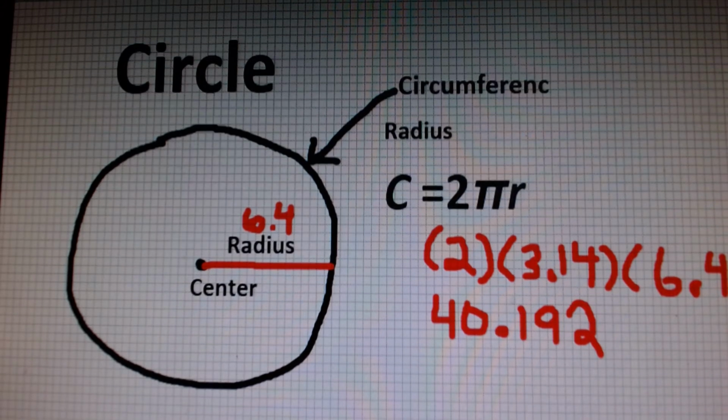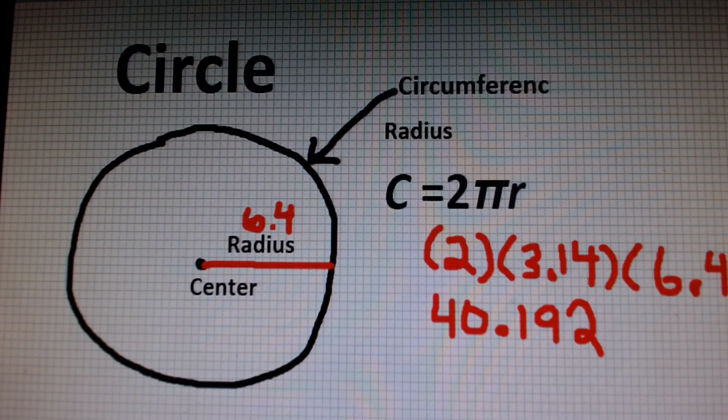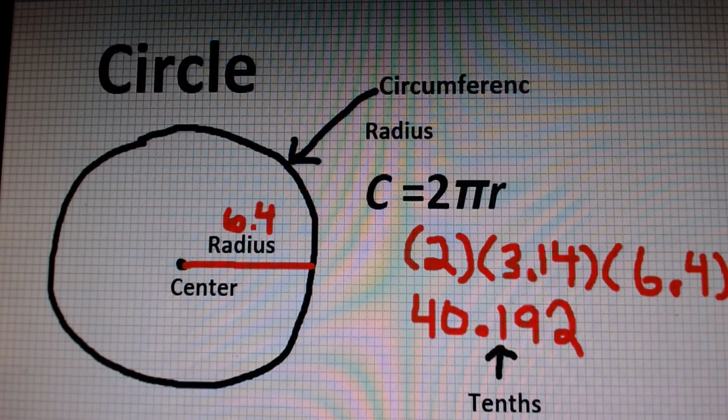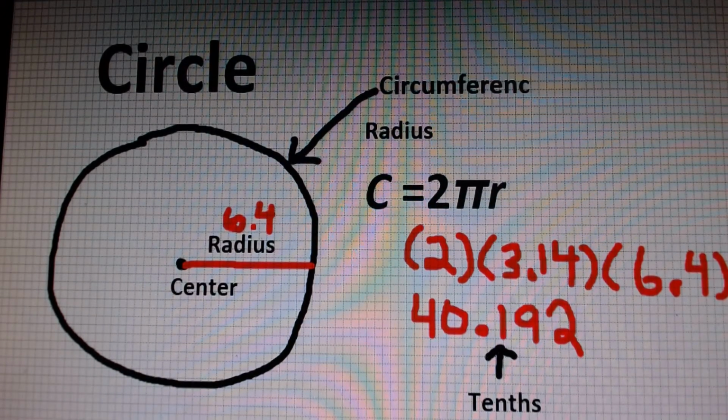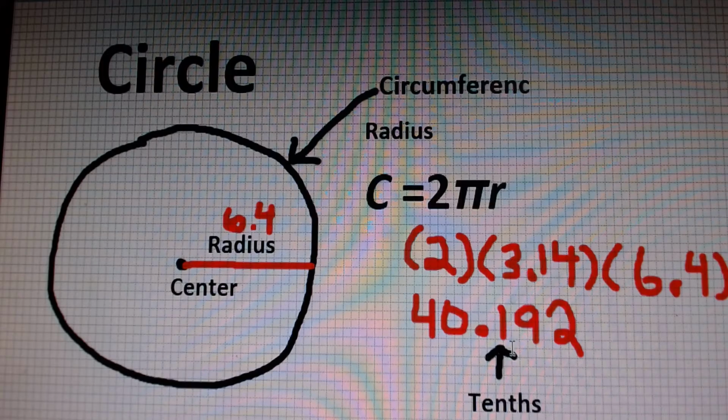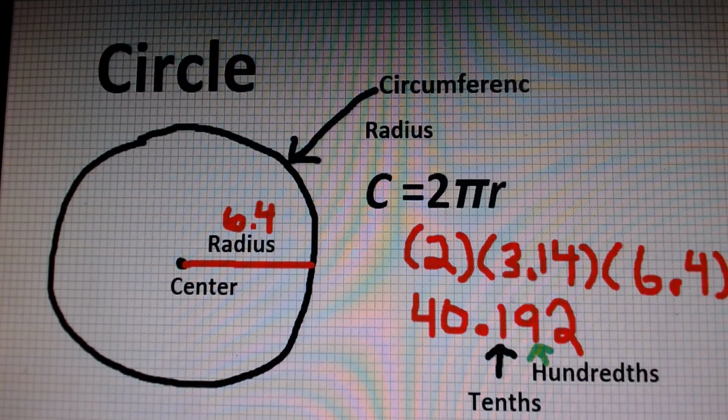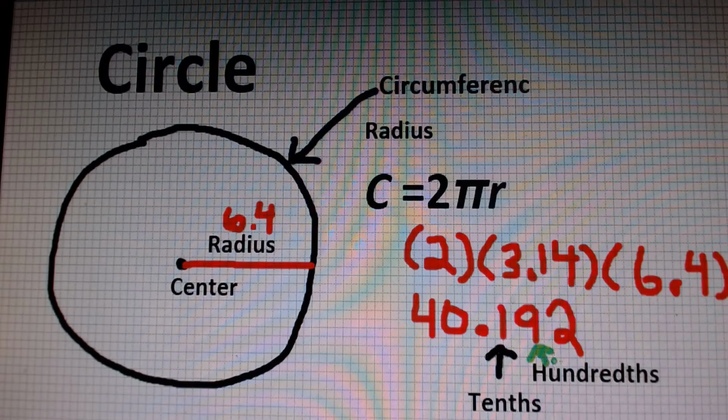Now the tenth spot is located here, which is precisely 1 unit to the right of the decimal. So I need to round the 1 to the nearest tenths. To do that, I look at the number in the hundredths spot. The hundredths spot is the number that's 2 units right of the decimal. So the number 2 units right of the decimal is 9. So 9 is in the hundredths spot.